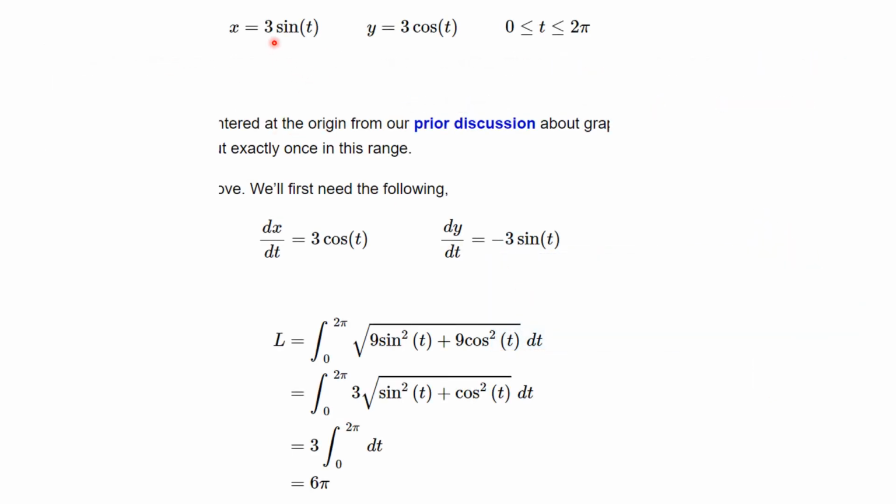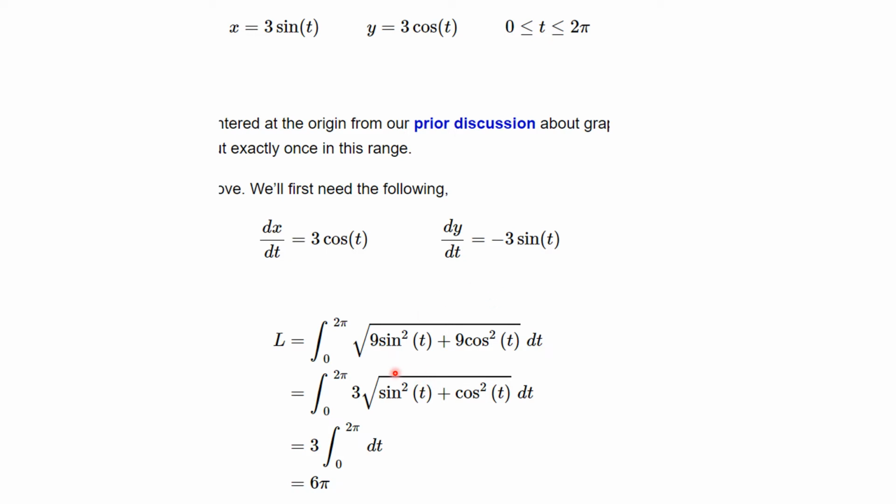Well, this is a circle centered at 0, and you go around the circle once, so you actually know a formula for this. But let's use our new formula. So we're going to take the derivative dx/dt. Here was x, so dx/dt is 3 cosine t. Here is y, so dy/dt is minus 3 sine t.